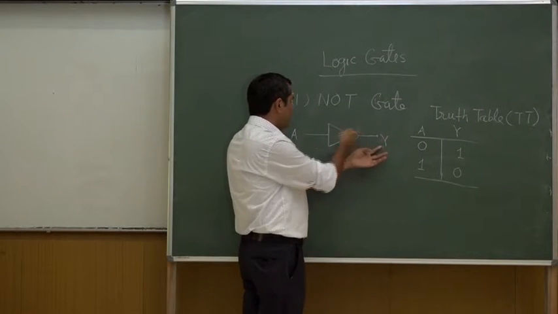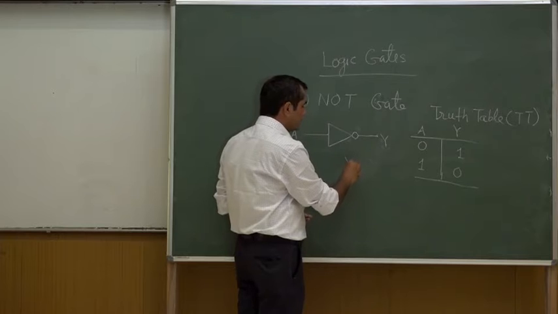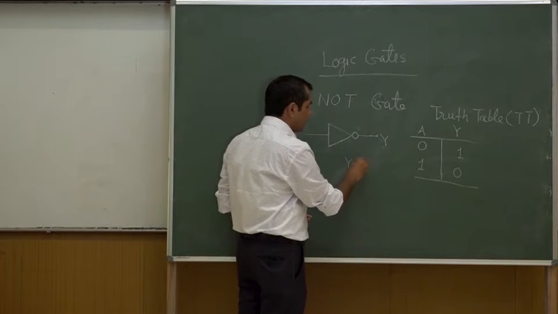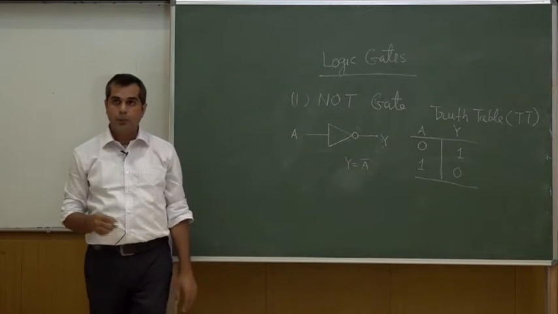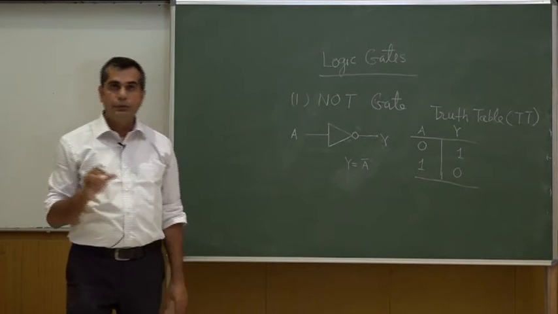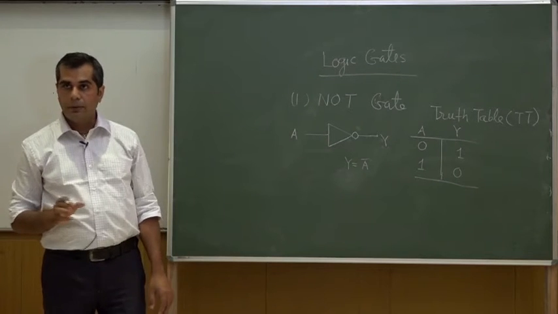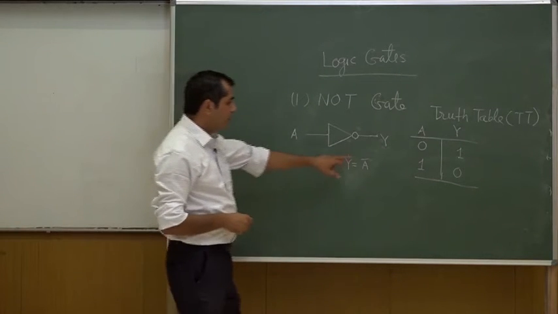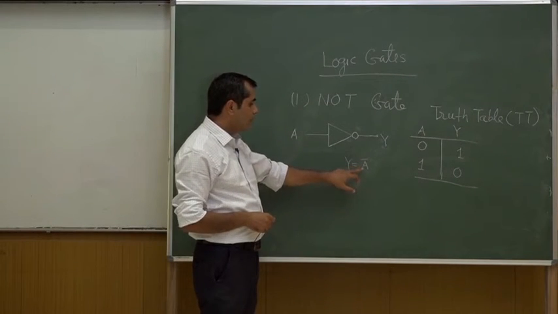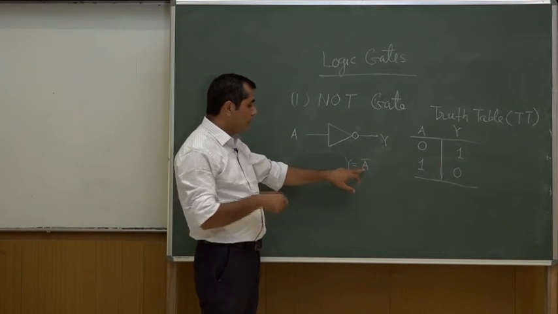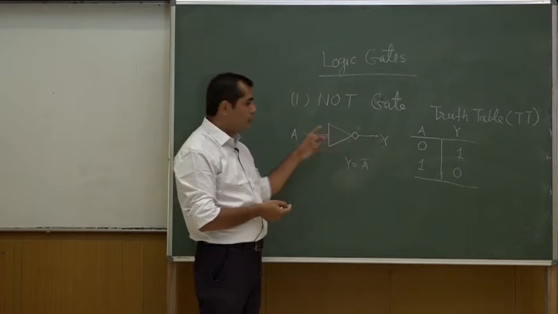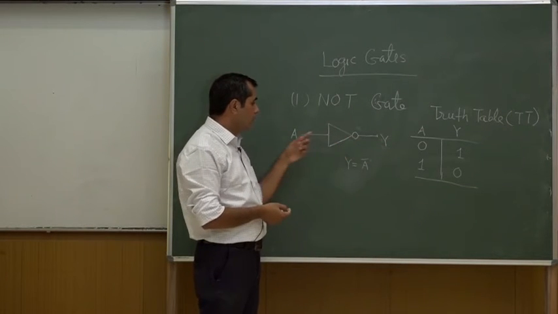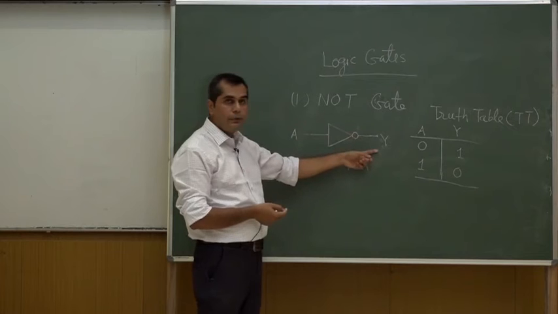We can write this Y in terms of A. Y is written as A bar, that means complement of A. Complement is an operator which is used in Boolean algebra. Complement simply means whatever the input is, the reverse of that will appear at the output terminal. If the input is 0, the output is 1, and for the input 1, the output will be 0.